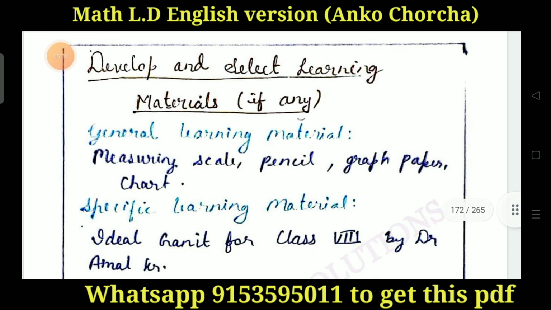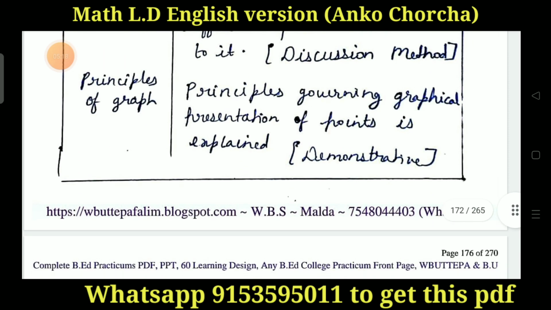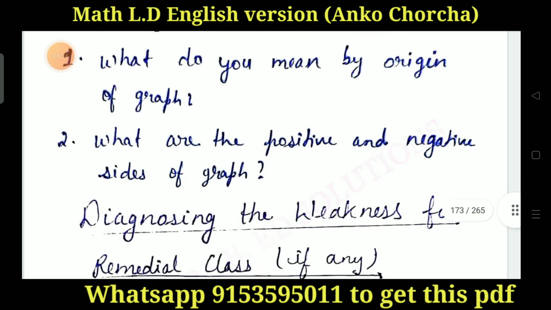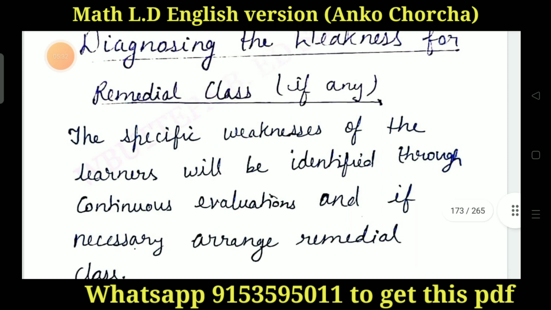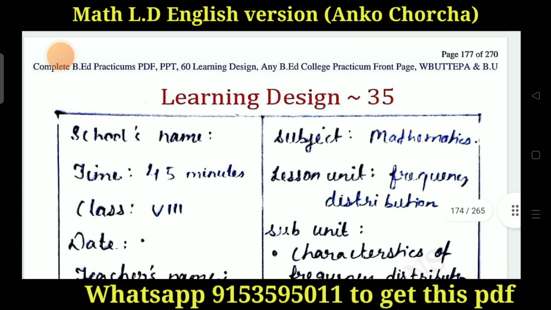Develop and select learning materials, if any: there are two types, general or specific. Learning strategies: there are two parts, brief content and related strategy, principle of graph. Design for evaluation: what do you mean by the origin of a graph? There are some other questions. Diagnosing the weakness for remedial class, if any: specific weaknesses of the learner will be identified through continuous evaluation and, if necessary, remedial classes will be arranged.